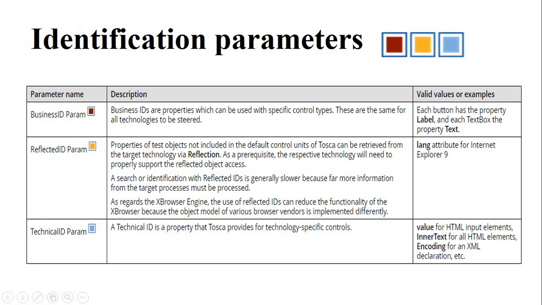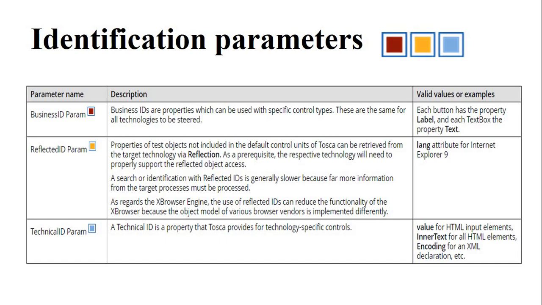The next parameter is the identification parameter, and this determines which properties are used to search the control that you steer. You can use these identification parameters with the links, like the business ID parameters and the reflected ID parameters. The business IDs are mostly related to the specific type of control you have steered. Mostly we don't use them during our technical execution.